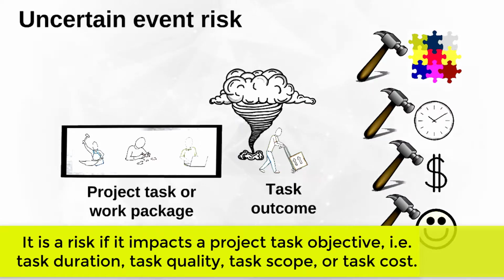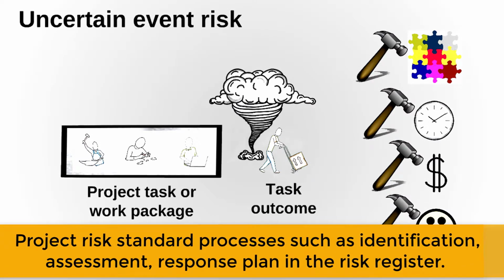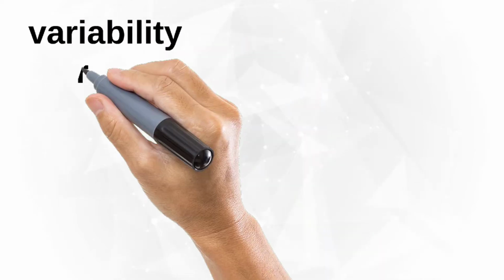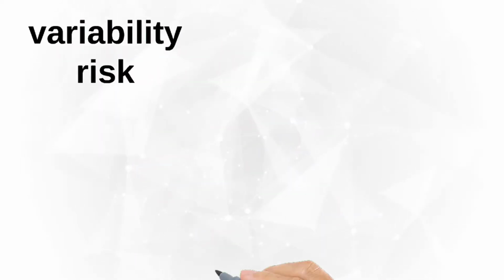The event risk is managed through the project risk processes, such as identification, assessment, response, in the risk register, risk metrics, etc. This is the most common risk, but there are others of different nature. The second risk is very well understood by people that work on quality management in manufacturing, but is not well considered in the project management field. It is called variability risk.